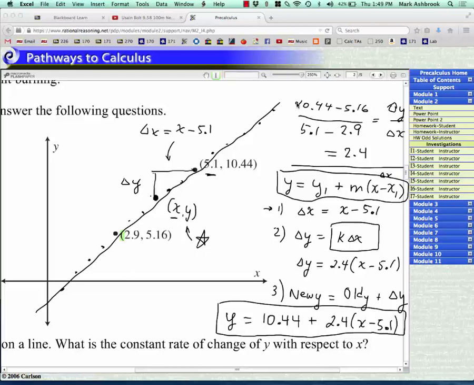So if we take this, let's do some algebra on this and get a different form. Okay, so do you see that if we multiplied this out and regrouped things, we'd have 2.4x as one of our terms? Do you see that? And then what will we have? We'll have 10.44 and also negative 5.1 times 2.4. And if we do the math, we get negative 1.8. Is that what you got? We have confirmation.